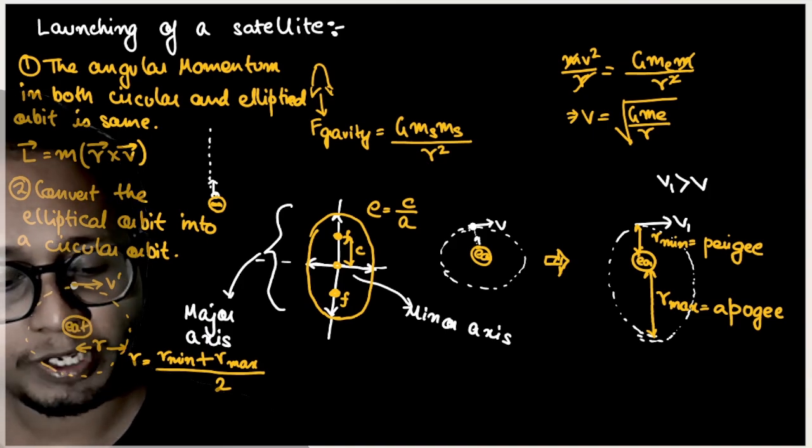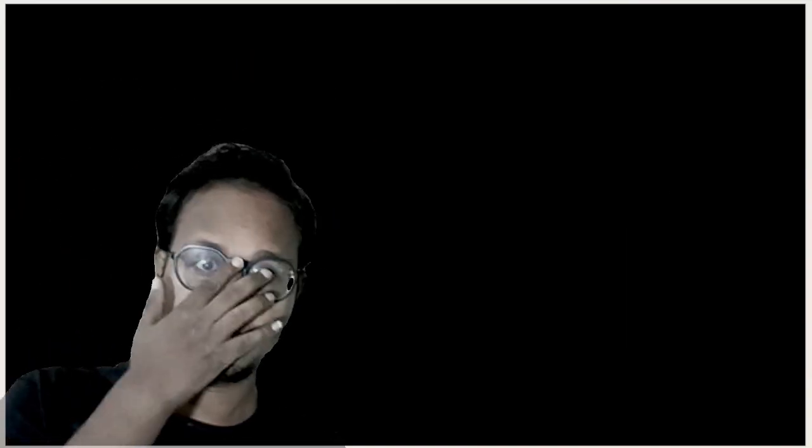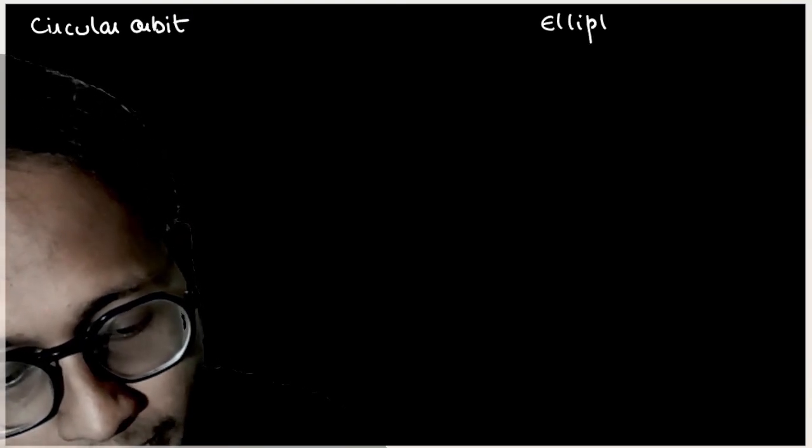So before solving this question, let me compare something. The derivation of the elliptical orbit is a little bit more complicated than you think, so I'll just give you the formula for ease of mnemonic. I'll just compare both: circular orbit and elliptical orbit.